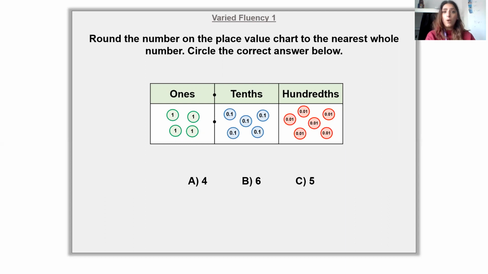So we have 4 ones, we have 5 tenths, and how many hundredths? Let's count together. 1, 2, 3, 4, 5, 6. So the number we have is 4.56. So what number do you think, if I'm rounding to the nearest whole number, it would come to? Let's see if you were right. The answer was 5. So if you got that right, well done. You have a house point.